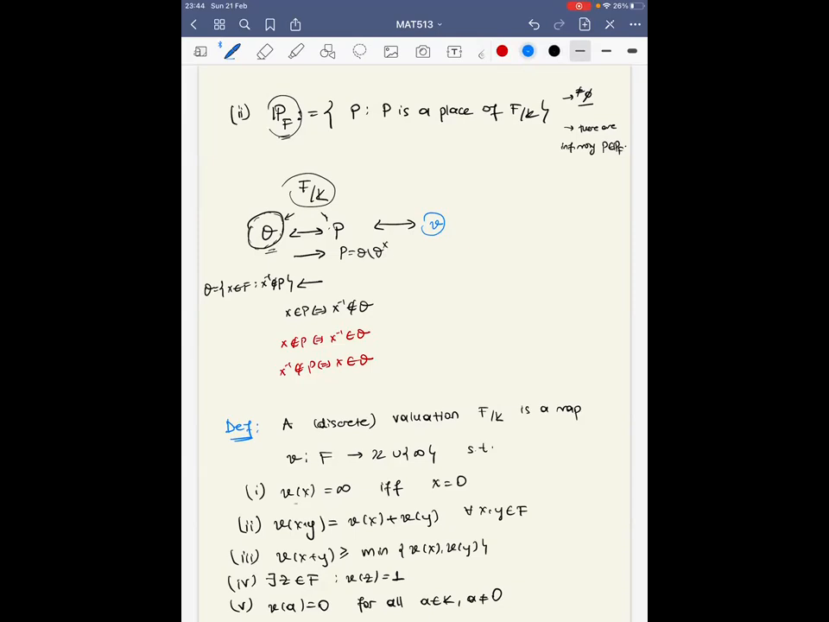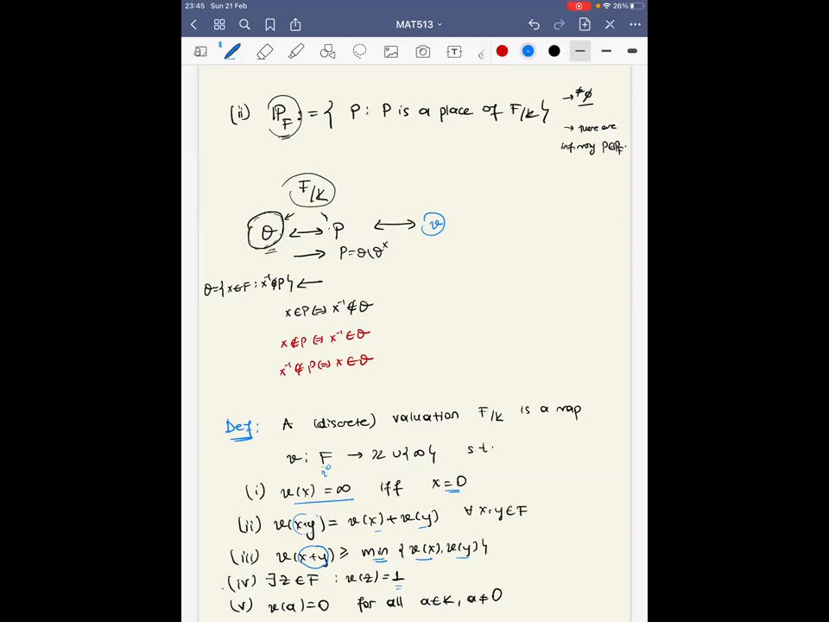The first property tells us this valuation is infinite if and only if x is the zero element in F, and the valuation of the multiplication of two elements is equal to the sum of the valuations of each element, and the valuation of x plus y is bounded below by the minimum of v of x and v of y. And the fourth property tells us there exists z in F such that its valuation is 1.